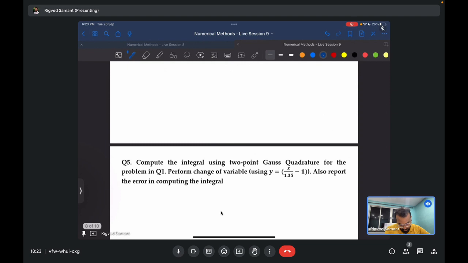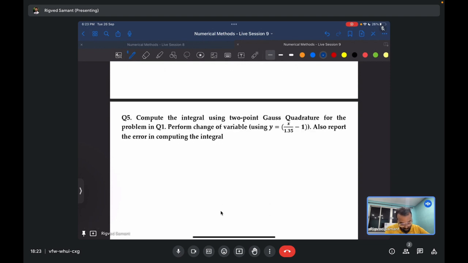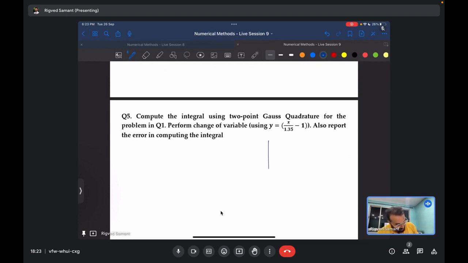So we'll go forward. Compute the integral using 2-point Gauss Quadrature for the problem in Q1. Perform a change of variable using y is equal to x divided by 1.35 minus 1. So what happens is, we have some integral from, let's say, a to b. We'll convert it to the integral from -1 to 1.